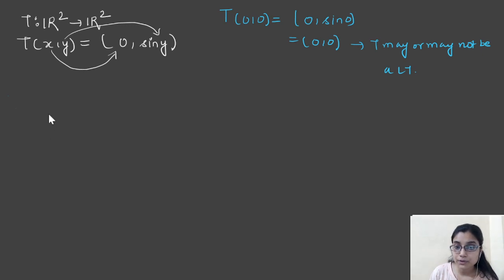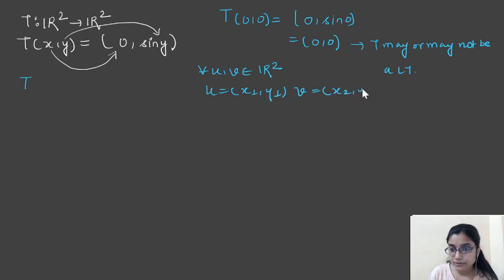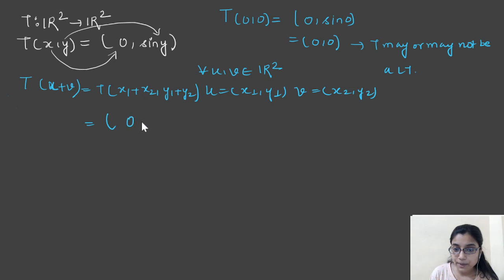What we are going to do here is that for all u comma v which belongs to R2, I am doing it in two steps only, where your u is (x1, y1) and your v is (x2, y2). Fine. So T of u plus v is going to be what? It is going to be T of (x1 plus x2, y1 plus y2). First component is being mapped to 0 and the second is sine of its angle. So this became equal to this.